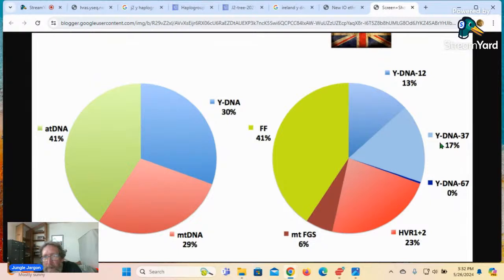Y-DNA 67, Y-DNA 37, Y-DNA 12. What? Y-DNA 30%. Autosomal DNA 41%. What? Mitochondrial DNA 29%. Oh, what is this? MT, FF. Okay, so this is mitochondrial DNA. This is Y chromosomal DNA. This is autosomal DNA.